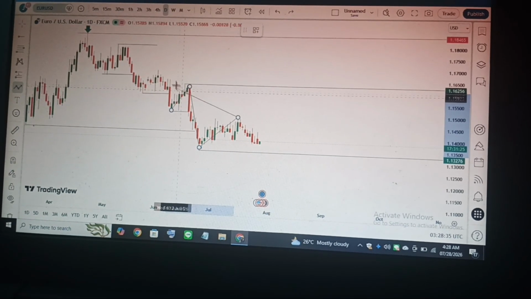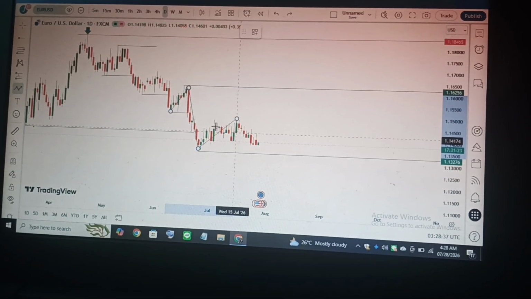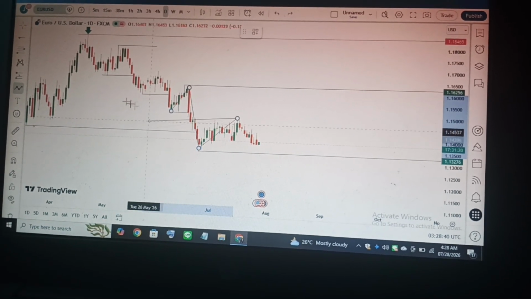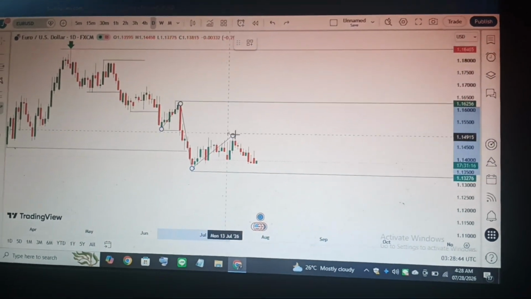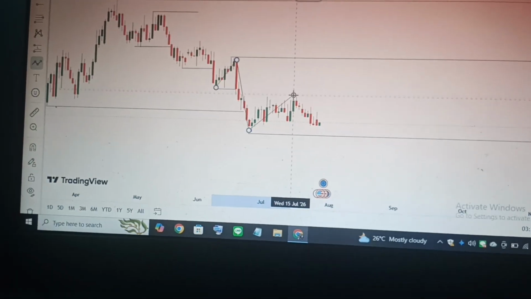So now we already know that we are looking for opportunity to sell. Now, how do we sell? We sell when the market pushes up, which is a retracement. The retracement, once it's about to correct itself at this level.